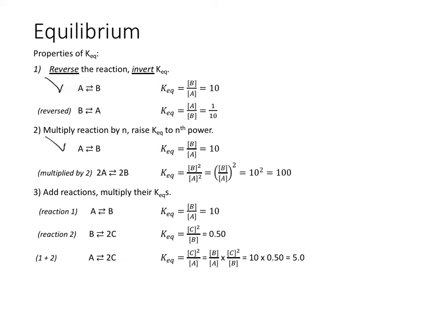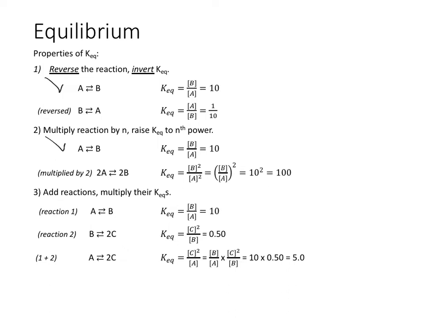So the equilibrium constant there would be the concentration of C squared divided by the concentration of B. That's products over reactants for that reaction. And we're just going to assume that equilibrium constant is 0.5.